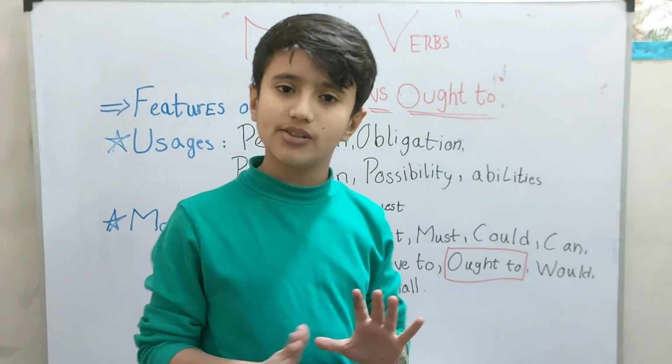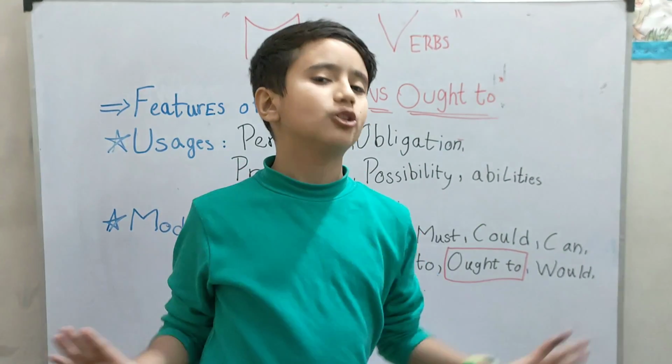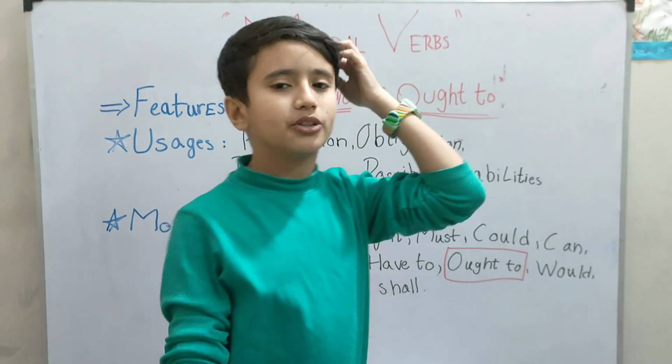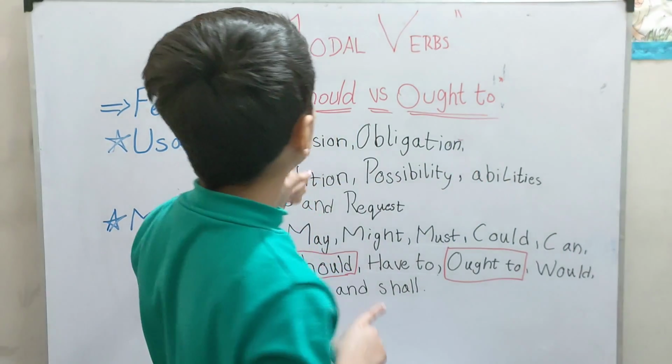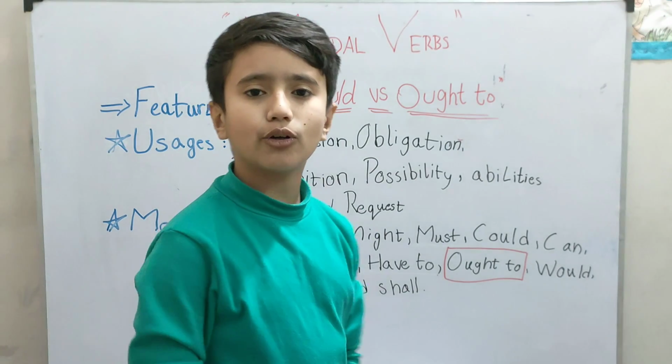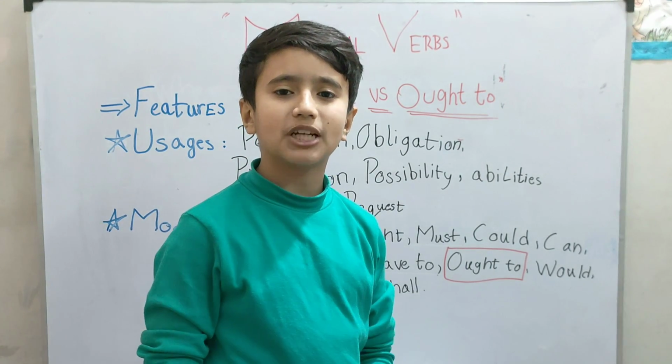Should is very easy. You people know what should is up to this point. I know you people very well. Should is pretty easy. Now what is ought to? Ought to is one of the most underrated, one of the worst kinds of modal verbs, people think.